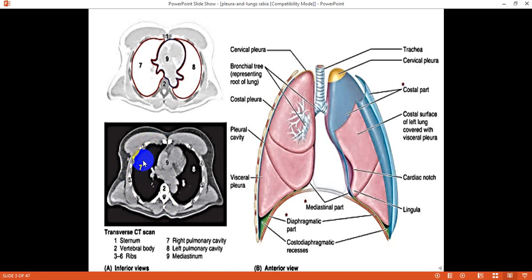So we have two pulmonary cavities, right and left. And the central part where we can observe the heart lying and other viscera and nerves, lymph nodes, blood vessels, thoracic parts of the great vessels. They are lying in this median septum, which is called mediastinum. The superior limit of this cavity is the thoracic inlet. The inferior limit is thoracic outlet, which is lined by diaphragm.